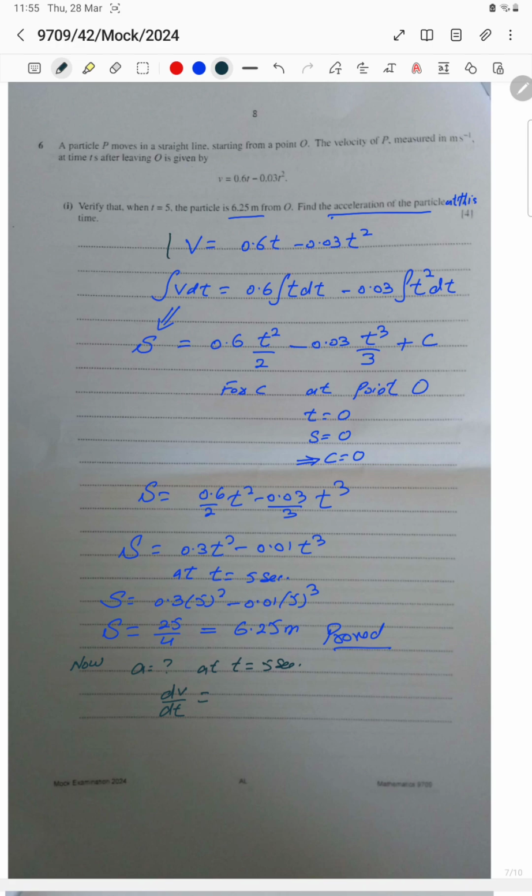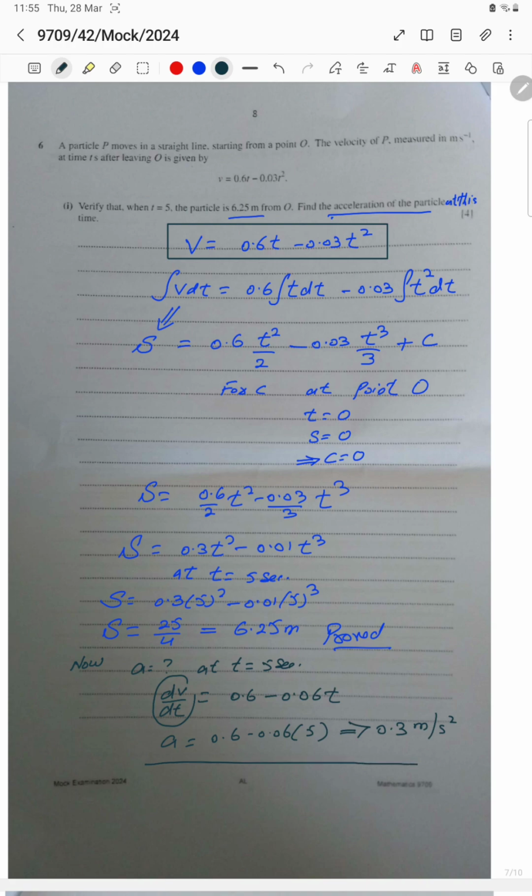So from this, we will get dv by dt, that is 0.6 minus 0.06 t. So at t this comes to be, a equals 0.6 minus 0.06 into t, where t is 5, so we will get 0.3 meter per second square, the acceleration. I hope it is clear.